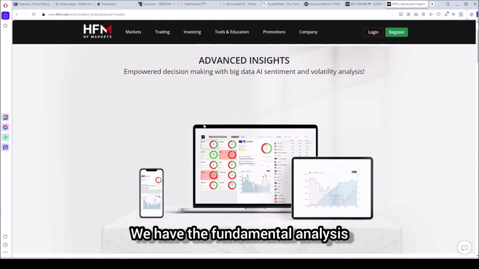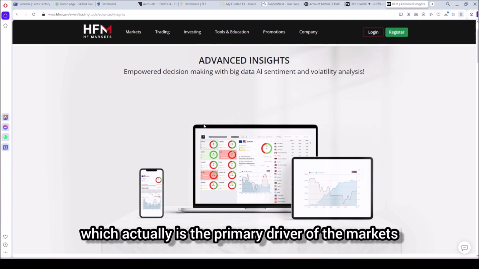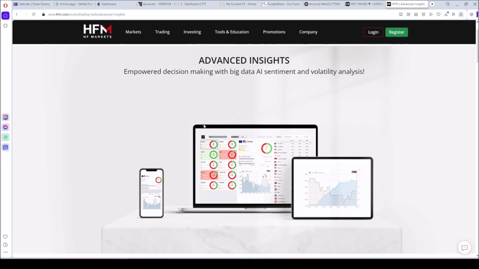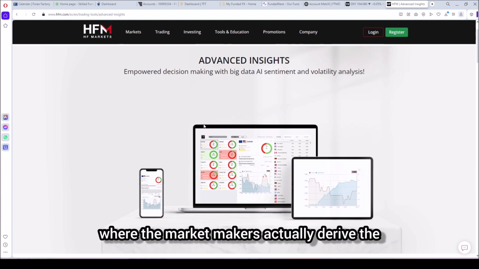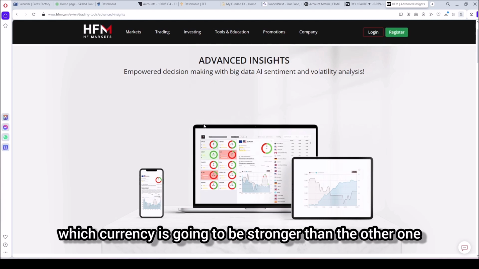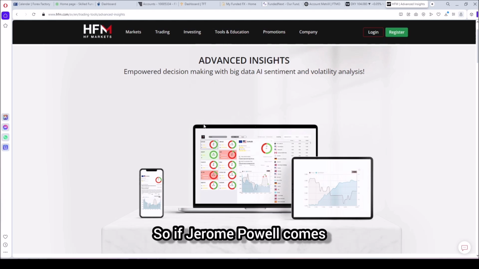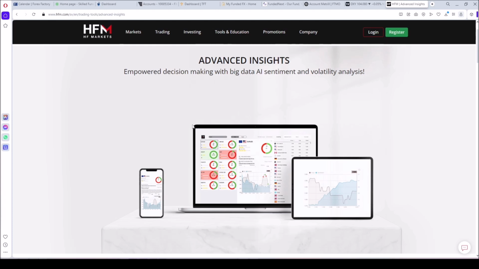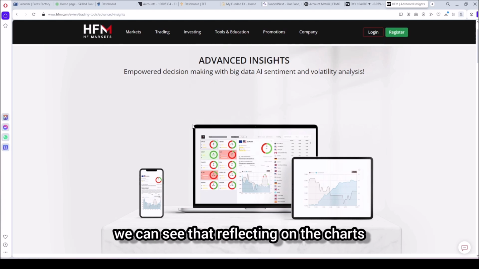We have the fundamental analysis, which is the primary driver of the markets, where the market makers derive the strength of the economy so that they can see which currency is going to be stronger than the other one. So if Jerome Powell comes and tells us that the US dollar is going to be stronger due to a decrease of inflation or any other release that has been made, we can see that reflecting on the charts.